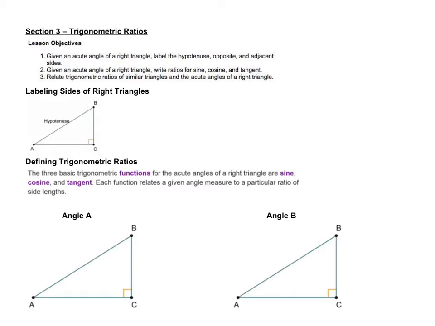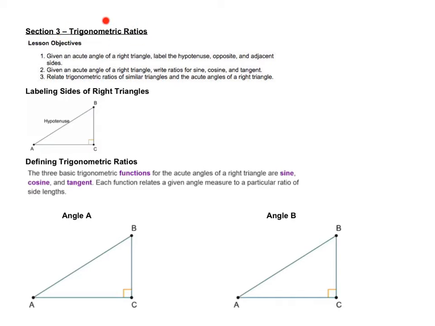What we're going to be able to do today is, given an acute angle of a right triangle, label the hypotenuse, the opposite, and adjacent sides. Given the acute angle of a right triangle, write the ratios for sine, cosine, and tangent, and then relate trigonometric ratios of similar triangles and acute angles of a right triangle. So let's jump right in here.